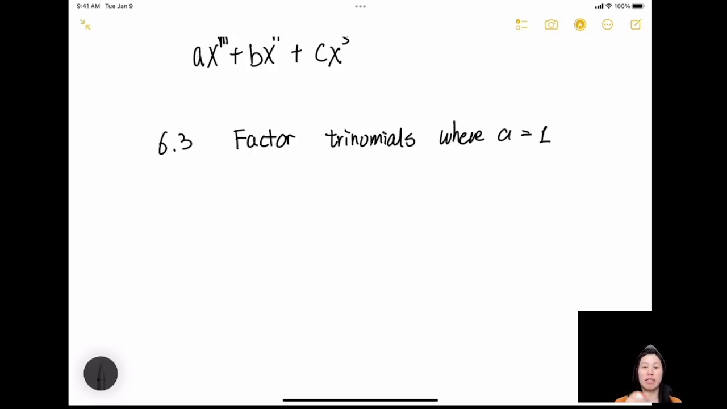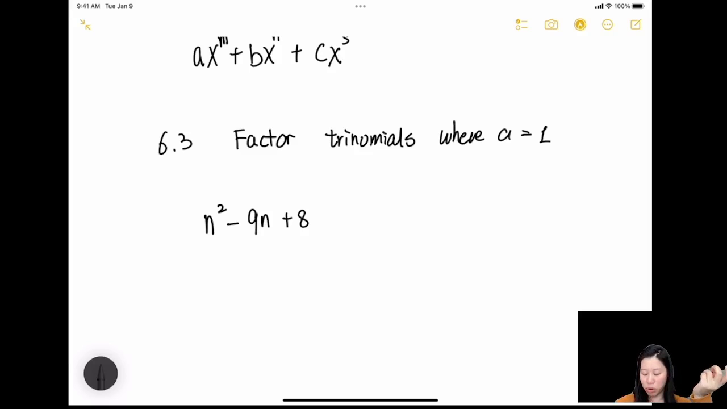Hi, so in this video we're going to go over some 6.3 exercises: how to factor a trinomial where a is equal to 1, such as n squared minus 9n plus 8. We already talked about that in our lecture, which is the AC method. So what is the AC method?